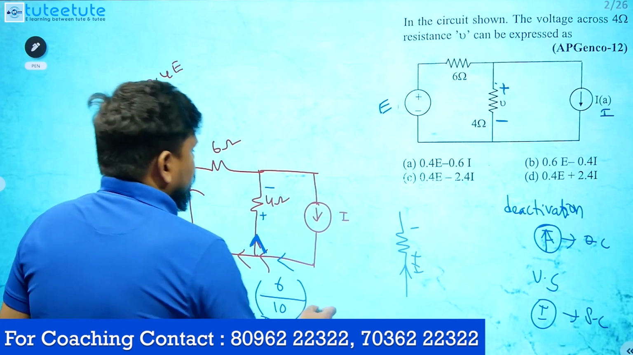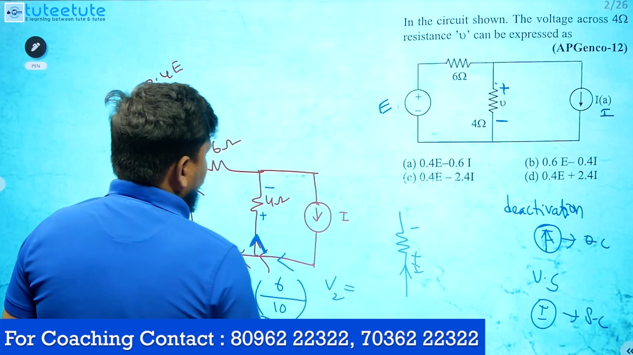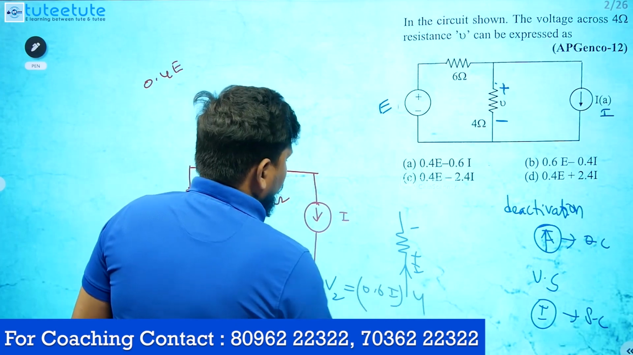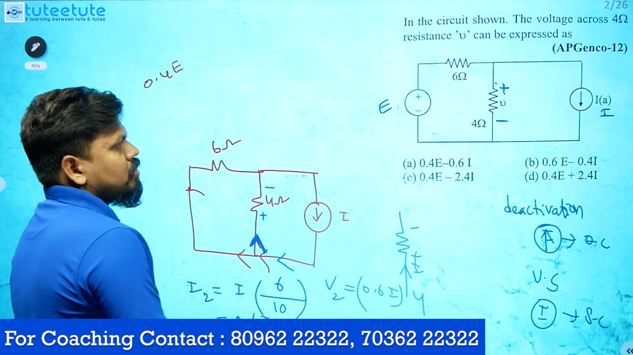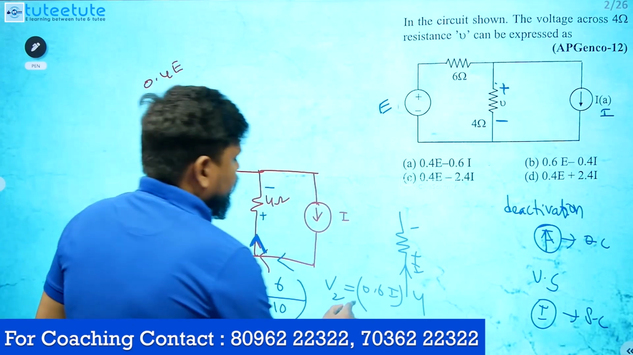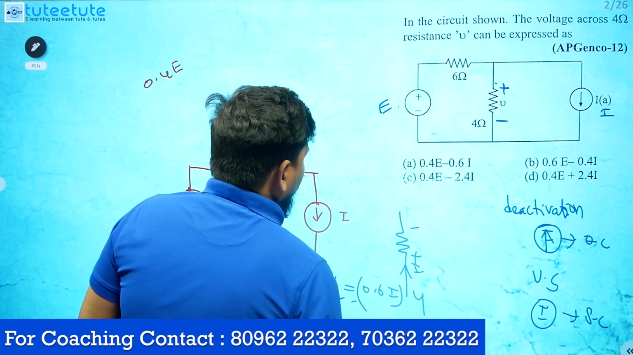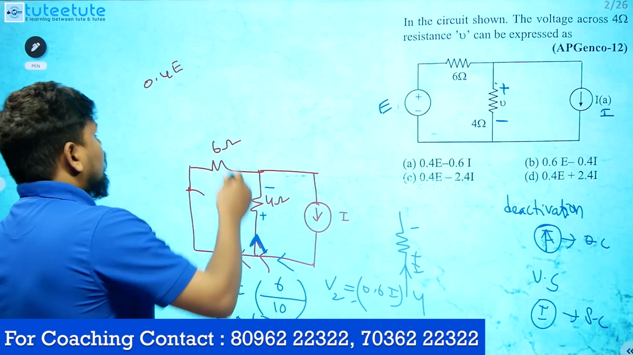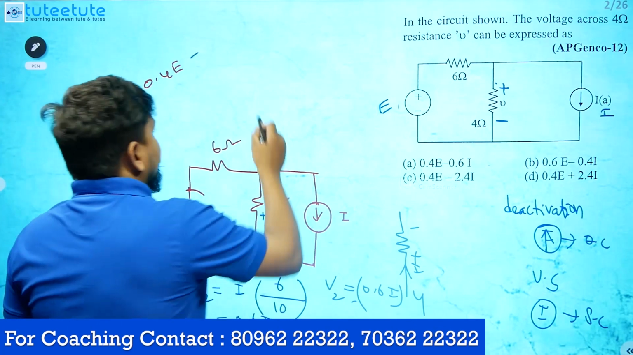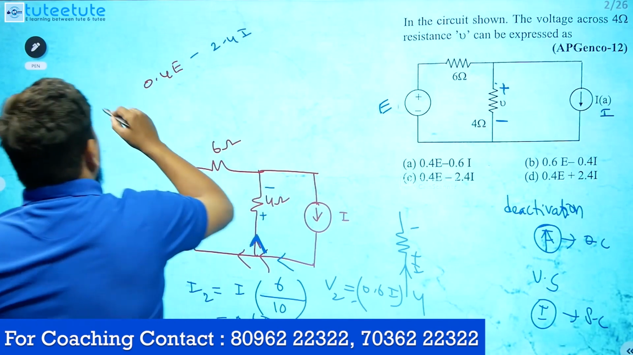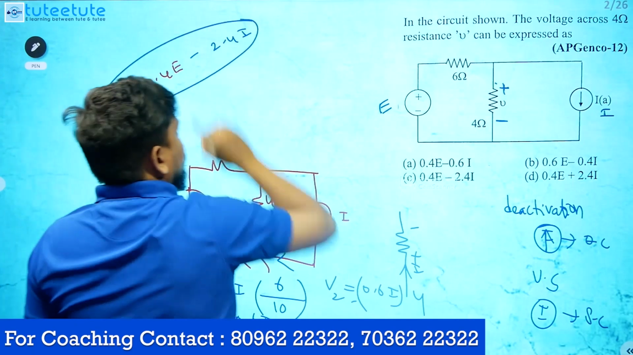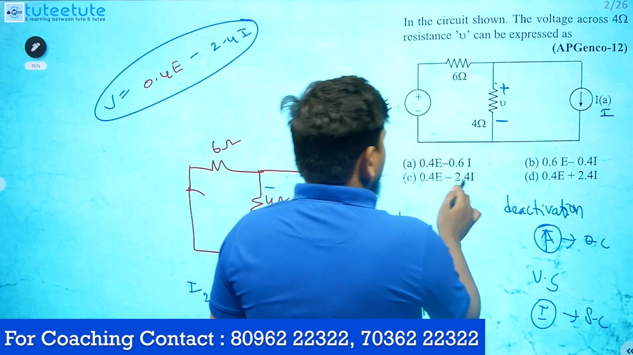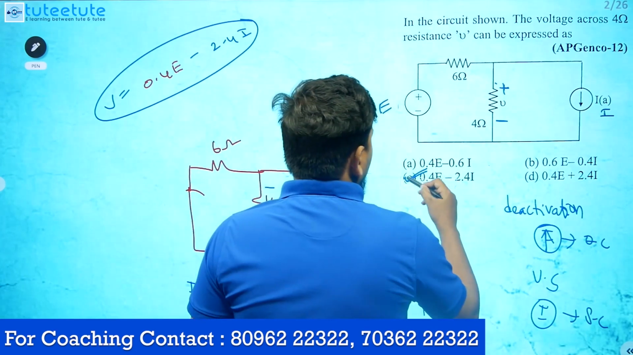So this is the current. If you want the voltage in this second case, that will be equal to 0.6I into 4, but we will consider the minus because we want the polarities different. So 6 into 4 is nothing but 24, so you will get 2.4I, that is minus. So the total is 0.4E minus 2.4I, this is the total voltage across this one. Understanding, right? The answer for this question is 0.4E minus 2.4I.